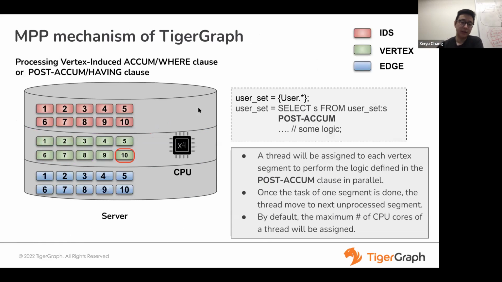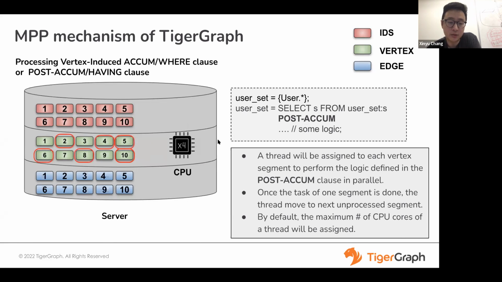So once we know that the data is stored in that way, the next question we want to discuss is how we handle the parallel processing, right? Let's say we have a server with 4 CPU cores. Usually the TigerGraph system will maintain a thread pool with an equivalent number of threads based on the CPU cores. So that means if we have 4 CPU cores, we will have 4 threads in the thread pool. Okay, and now let's run some logic. Say I want to start from all the users and run some logic in the post-accum for each user.